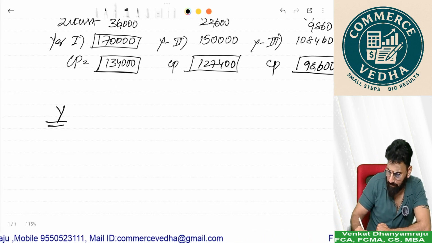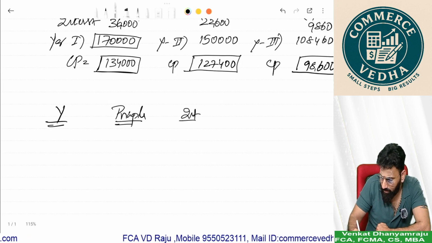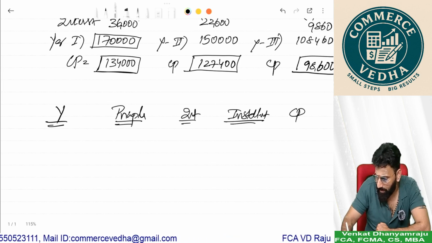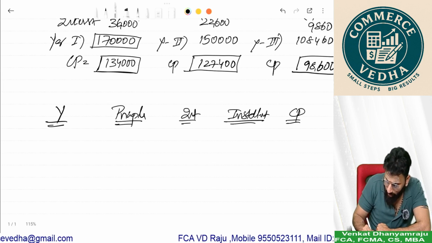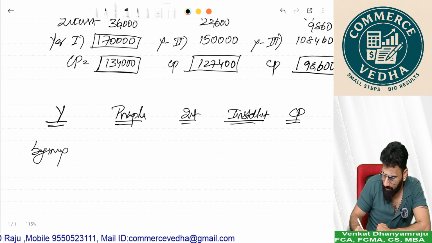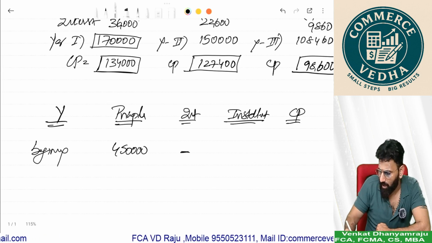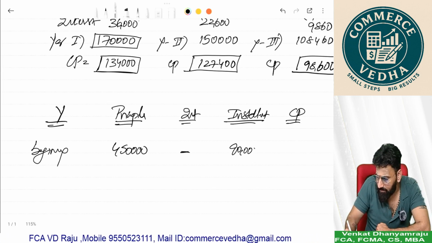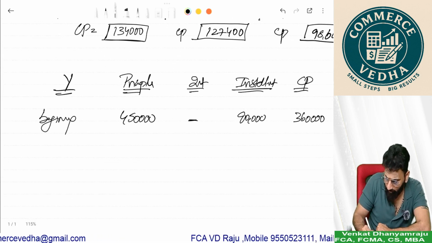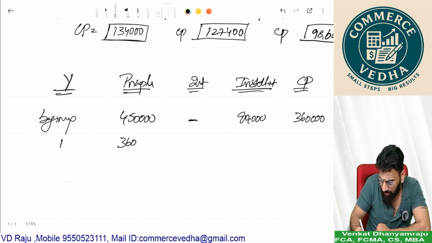Year, principal, interest, installment, cash price. Year 1, year 0, I take the beginning. At the beginning, principal is 450, no interest, down payment is 90, so balance cash price is 360. Then year 1, principal due is 450 minus 90, 360.